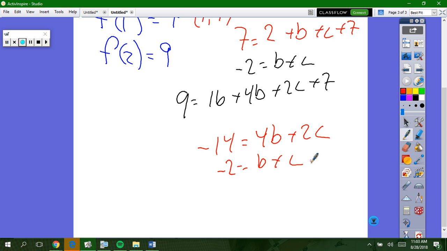Substitution or elimination. I could either, on the bottom equation, solve for C or B and substitute back into the top, right? Or I can multiply the bottom by a value so that I can add the equations together to eliminate, right? You guys remember those? Substitution or elimination.